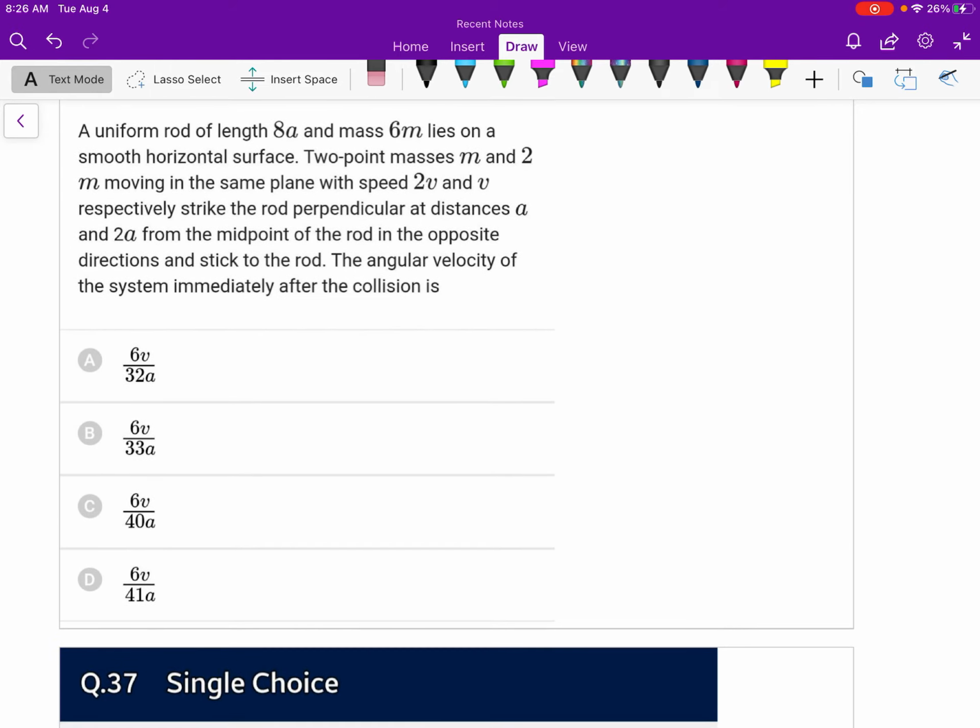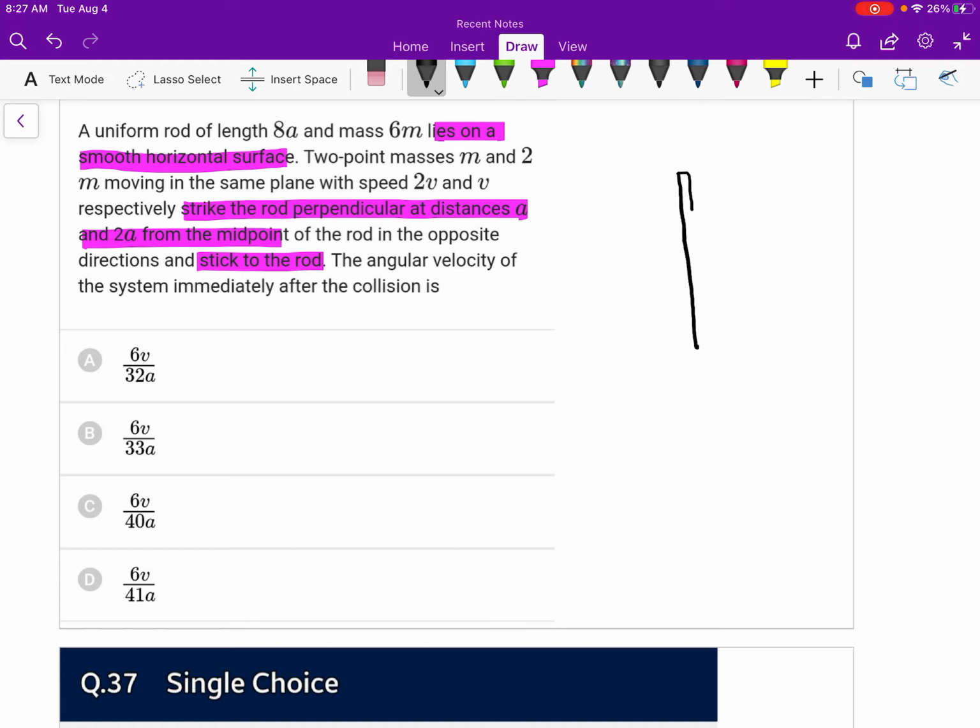A uniform rod of length 8a, mass 6m lies on a smooth horizontal surface. Two point masses m and 2m moving in the same plane with speed 2v and v respectively strike the rod perpendicularly at a distance as shown and stick to the rod. The angular velocity of the system immediately after the collision? So guys, the rod lies on a smooth horizontal surface. It is not hinged. Okay, so it is not mentioned whether the two particles are at the opposite side of the center or on the same side of the center. So let's consider it opposite side of the center.